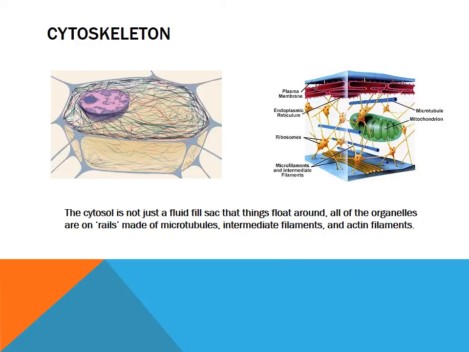All right, so now we've got this gooey aqueous solution in the middle, the cytoplasm. We got the plasma membrane surrounding it. But we need to give it shape. We need to give it structure. The cytoskeleton is responsible for providing the overall structure of the cell. It's going to be divided up into three components: microtubules, intermediate filaments, and actin filaments.